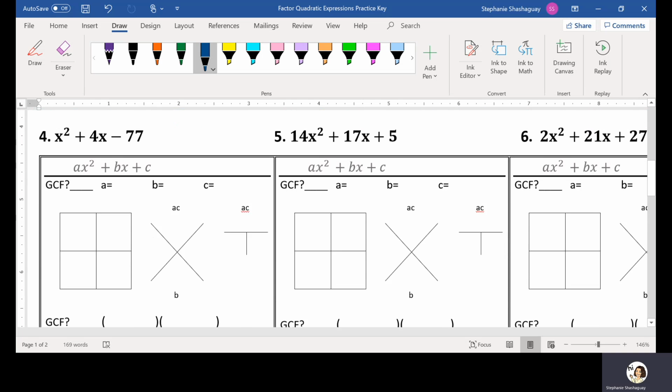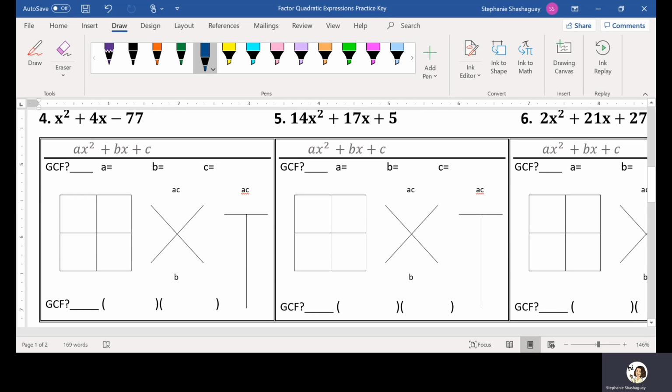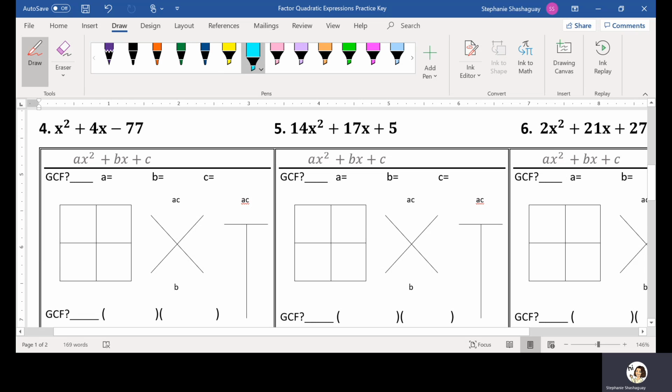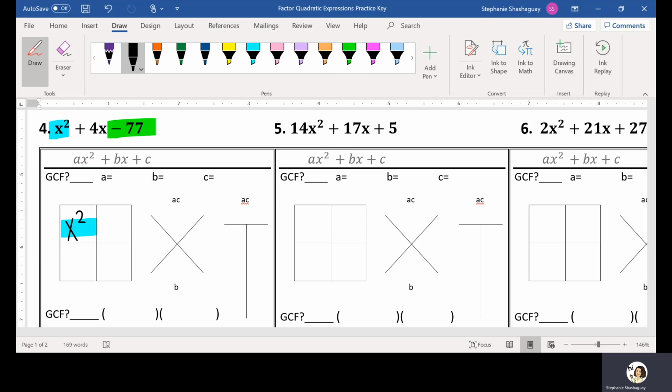All right, moving on to number 4. I have my A term. I'm going to fill that in here, x squared. I have my C term, negative 77, and I'm going to fill that in here. Then I take my B term, my positive 4x, and I'm going to fill that in the bottom of my X puzzle. All right.